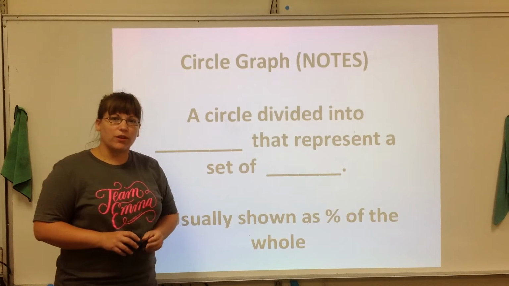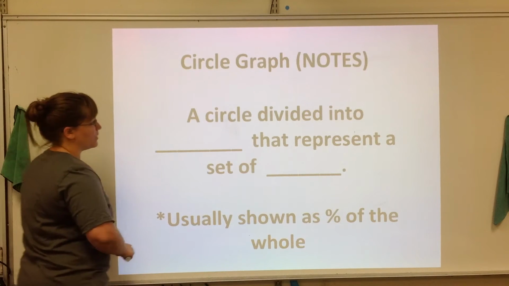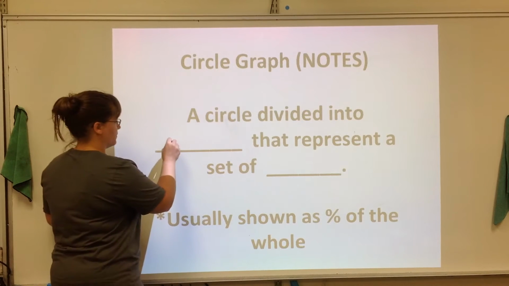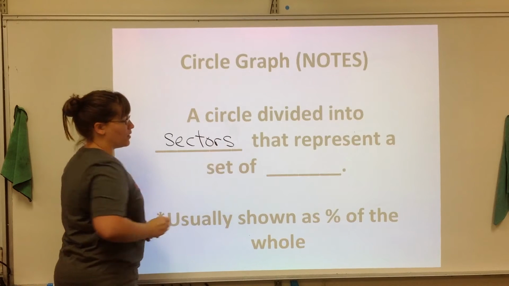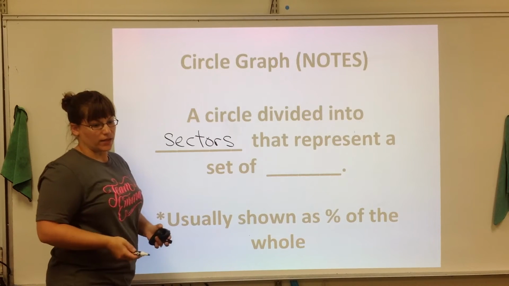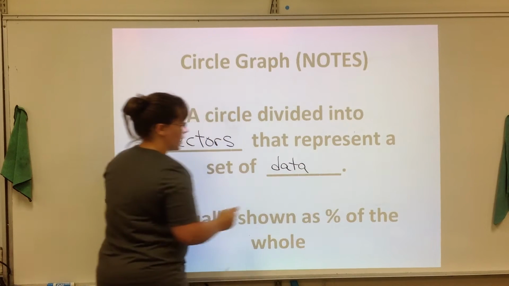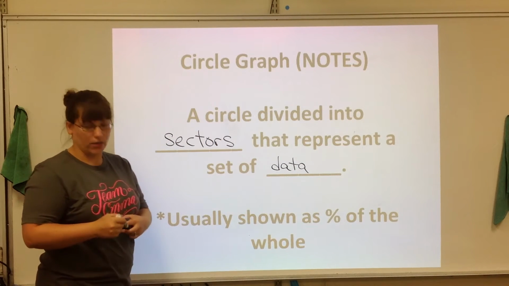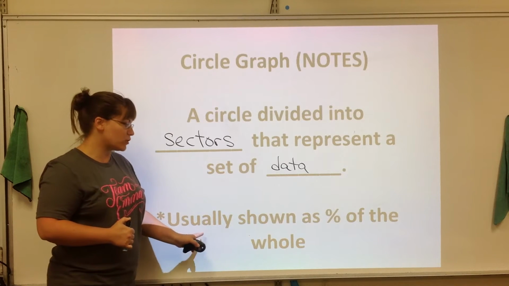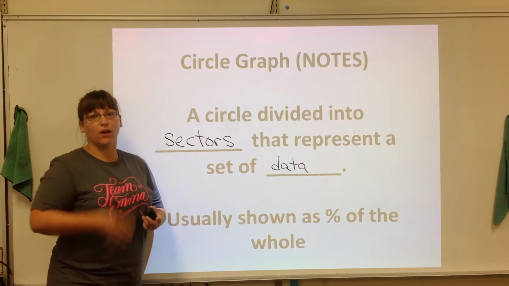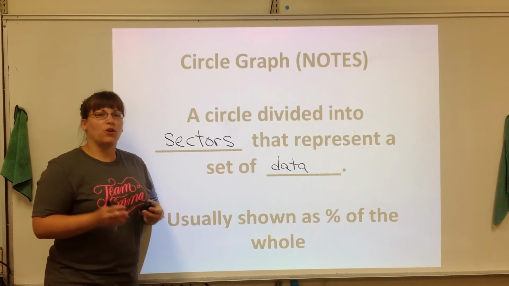In your notes, if you could grab a pencil, the circle graph is a circle that is divided into sectors that represents a set of data. This is not on your yellow sheet. If you wanted to squeeze it in, you could, but basically I wanted you to remember that it's usually shown as percentages with respect to the entire population that was surveyed, or the whole.